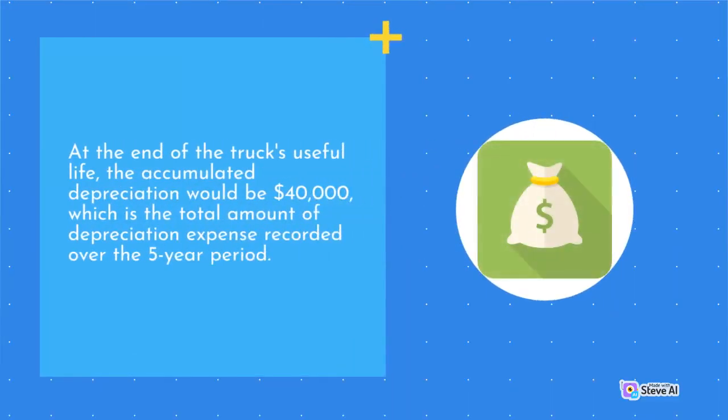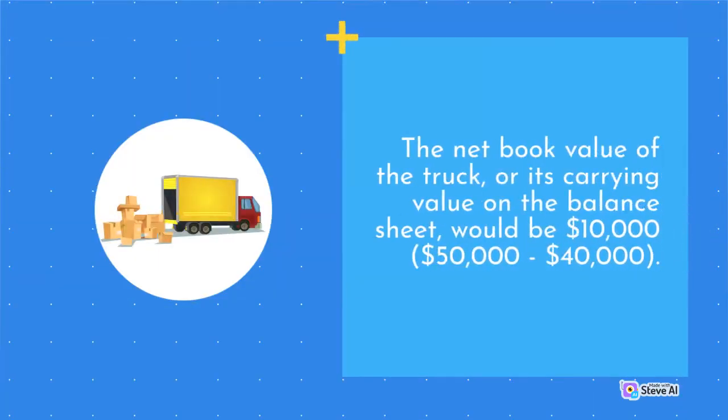At the end of the truck's useful life, the accumulated depreciation would be $40,000, which is the total amount of depreciation expense recorded over the 5-year period. The net book value of the truck, or its carrying value on the balance sheet, would be $10,000: $50,000 - $40,000.